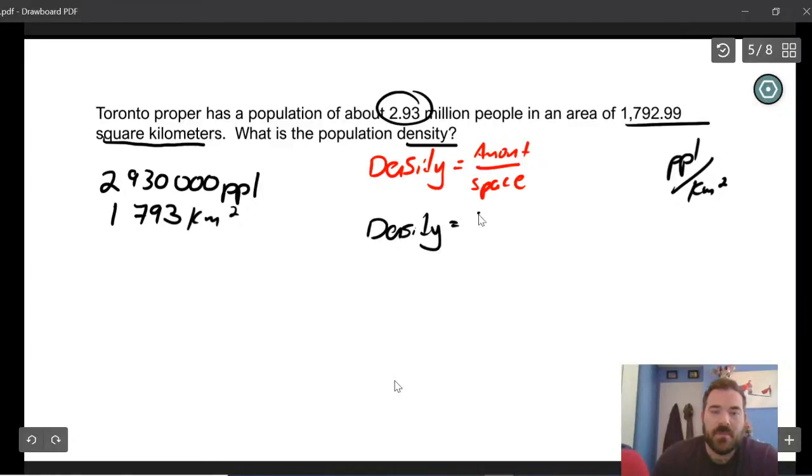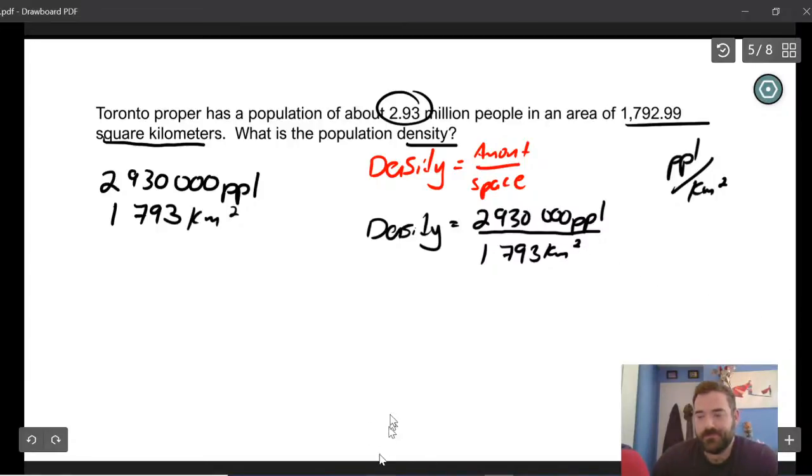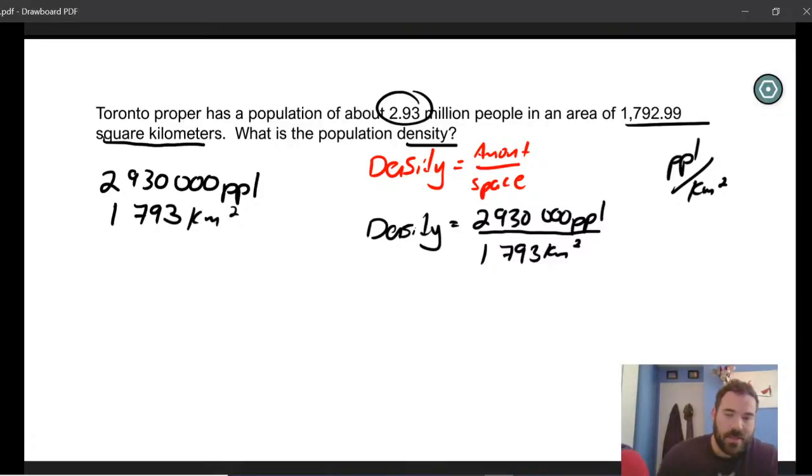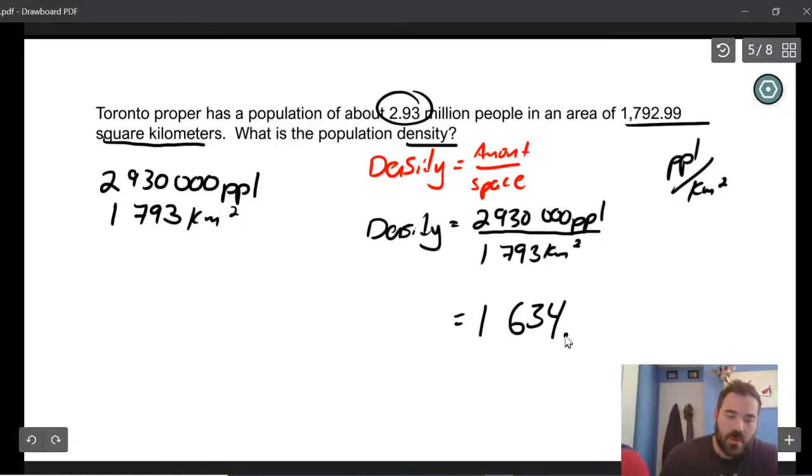So let's fill in the information that we know in the equation. Density is equal to the amount of people, which is 2,930,000, divided by the amount of space they take up, which is 1,793 square kilometers. Okay, now it's just a matter of doing that division. 2,930,000 divided by 1,793. I'm going to get, for density, 1,634.13 rounded people per kilometer squared.